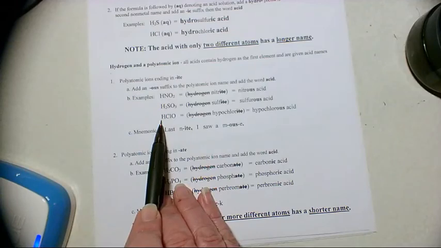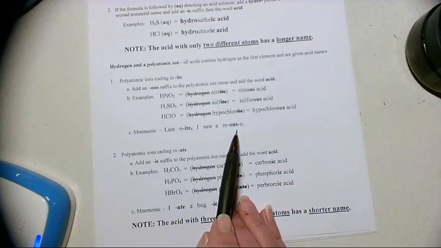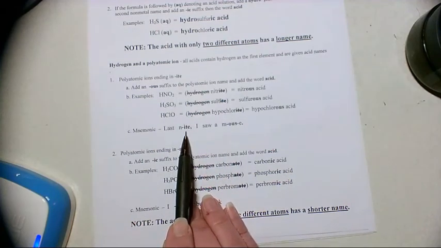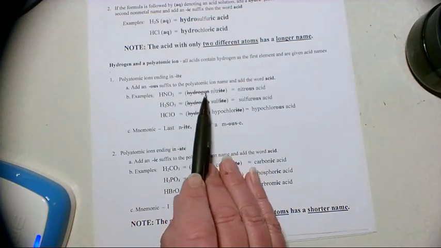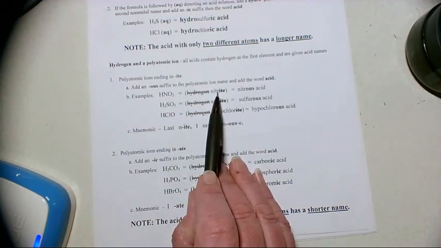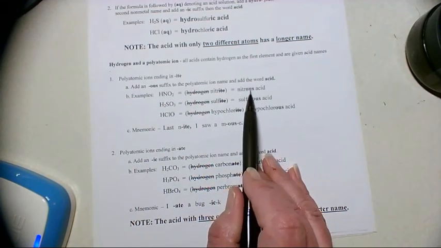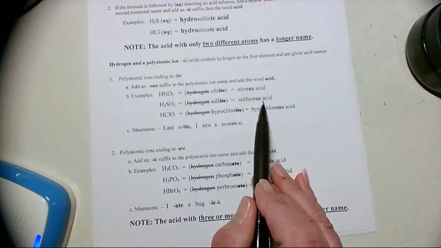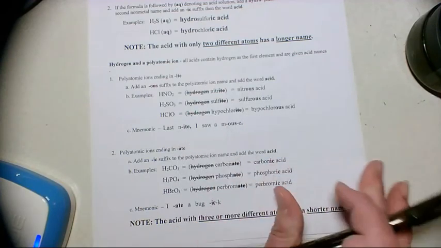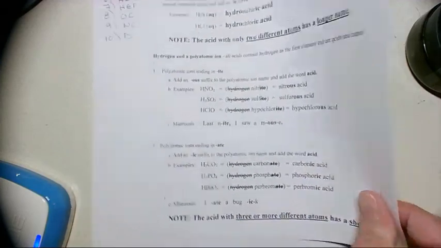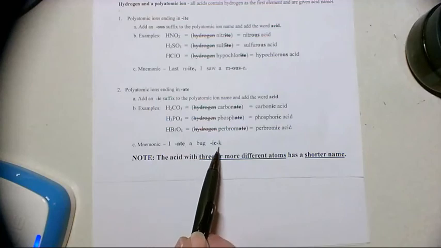Now the way we name these, I like these mnemonics. Last night I saw a mouse. So if it ends in ite, I replace it with OUS. So take the hydrogen out and cross out the ite, replace it with OUS. Nitrous acid, sulfurous acid, hypochlorous acid. Ite with ous. And the other one is I ate a bug, ate.